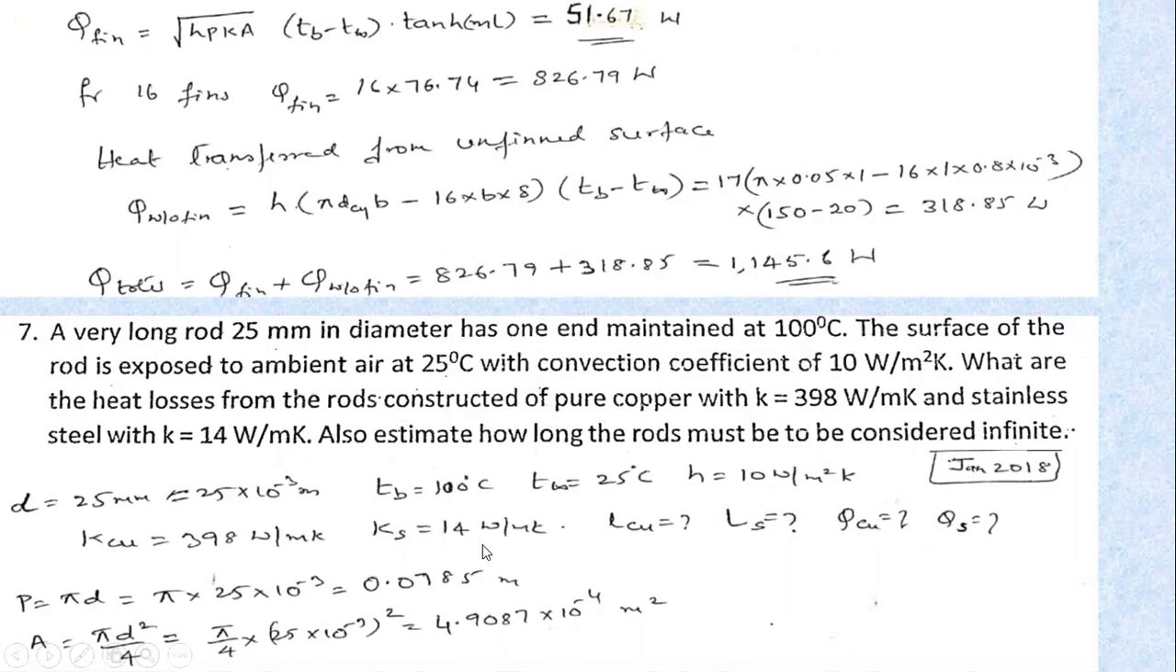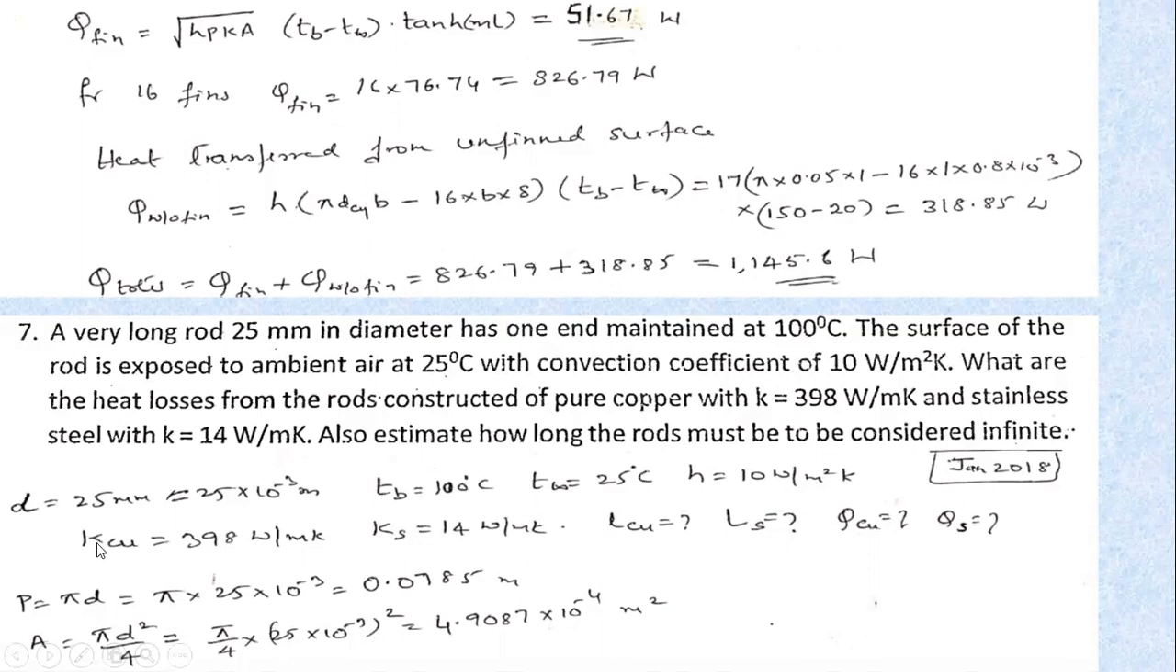That means here they are using two rods. One is a copper rod, another one is the stainless steel rod. Now we need to estimate how long the rods must be to be considered infinite. How do you consider the length of the rod is infinite? This can be considered that if the temperature at the end of the rod is the same as the atmospheric temperature, that means the rod is of infinite length. That means it is not losing any heat from the tip of the rod.